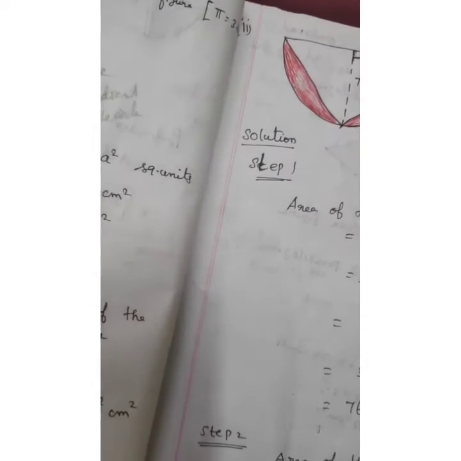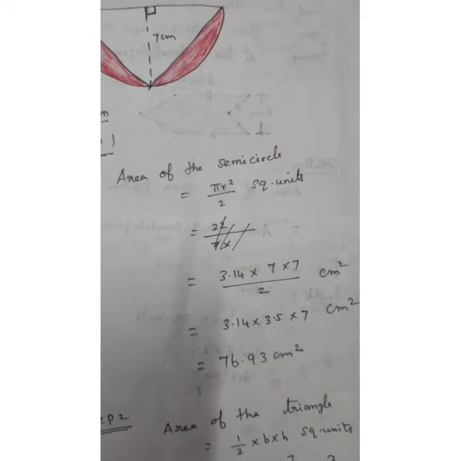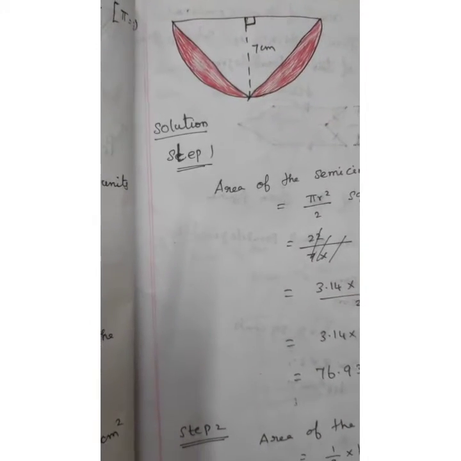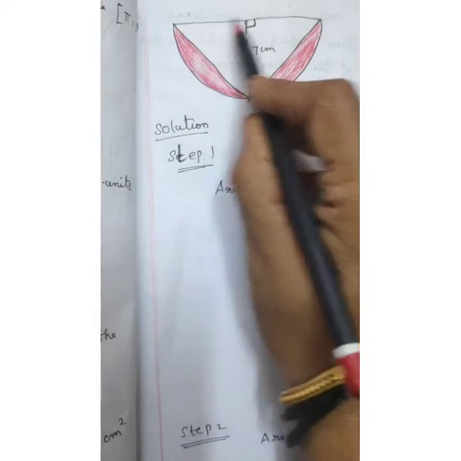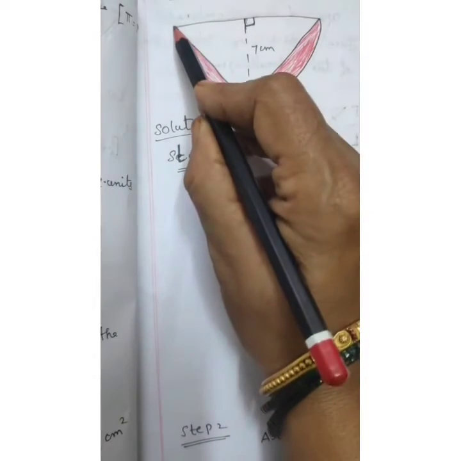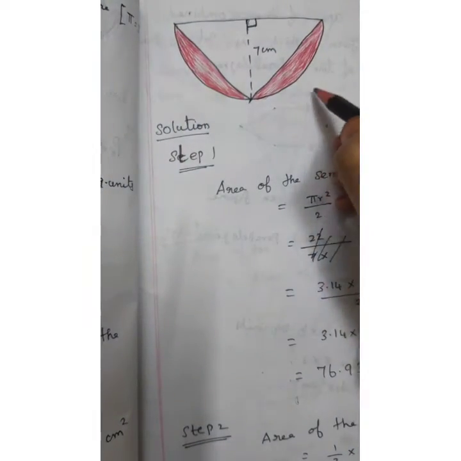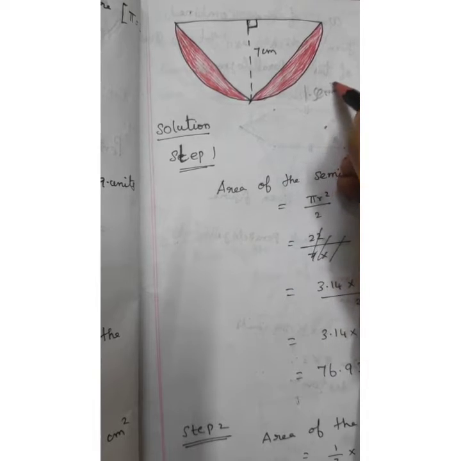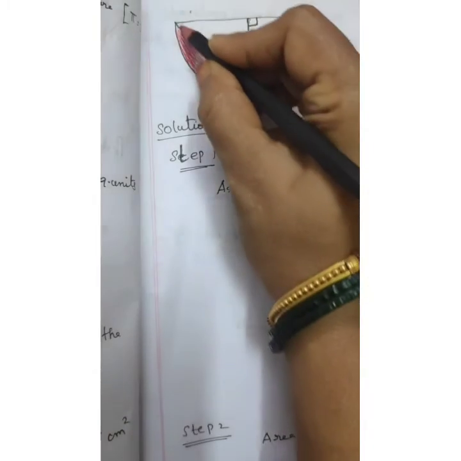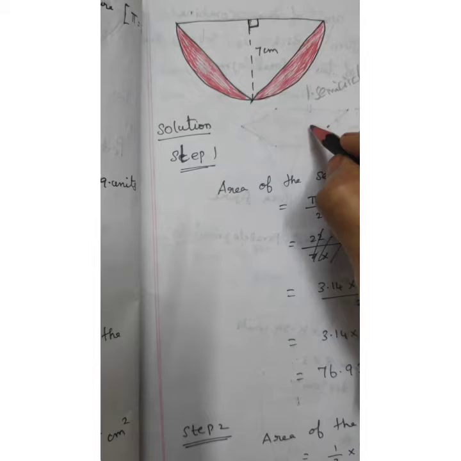Next question, see the figure. There is a full half circle given. First one is what? A half circle. A half circle is called a semicircle. Next, inside, what is the figure? Triangle.